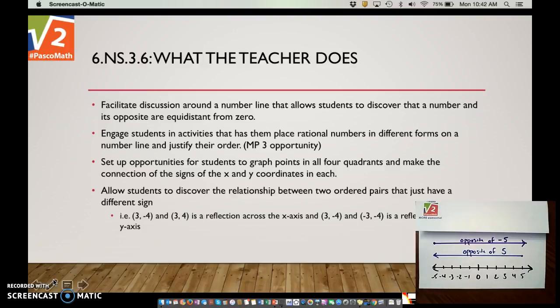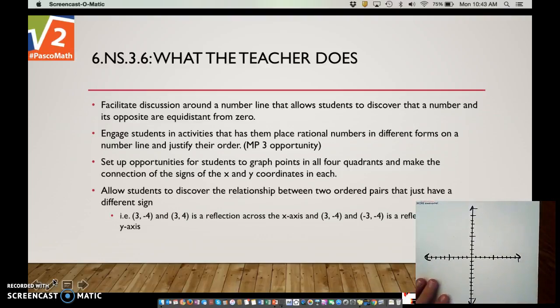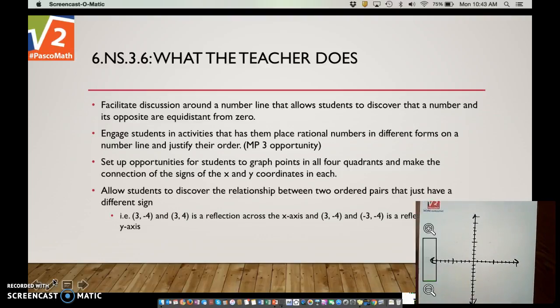And so also we can set up opportunities for students to graph points in all 4 quadrants and make the connection of the sign of the x and y coordinates of each. And so through experience, have them discover as you're plotting different points. Let me zoom out here.